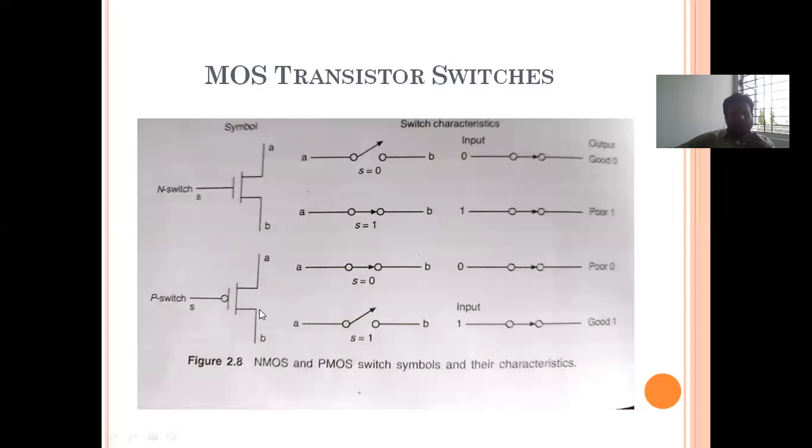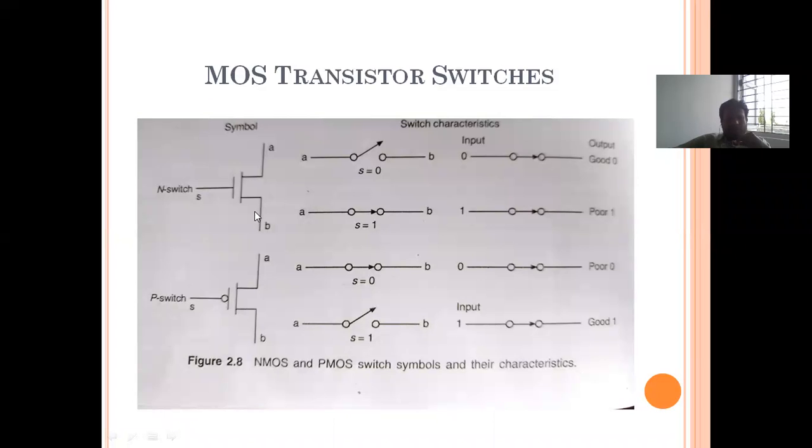And in the PMOS, this is the PMOS transistor. When we apply 0 at the gate terminal, it acts as a closed switch, and when we apply 1, it acts as an open switch. Always keep this operation in your mind, because when we have to design a CMOS circuit, we need to know these operations.